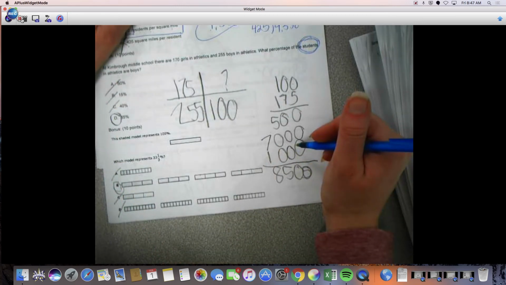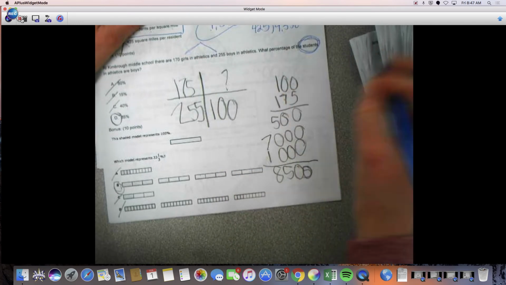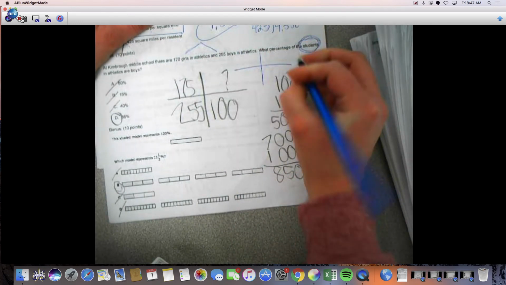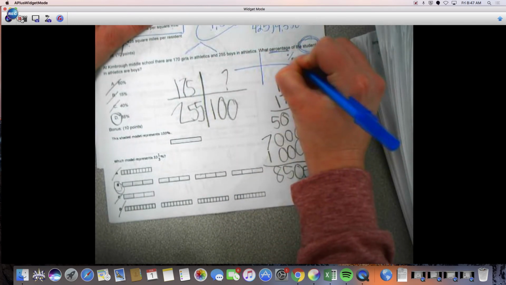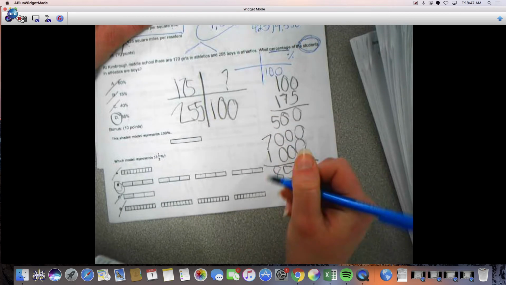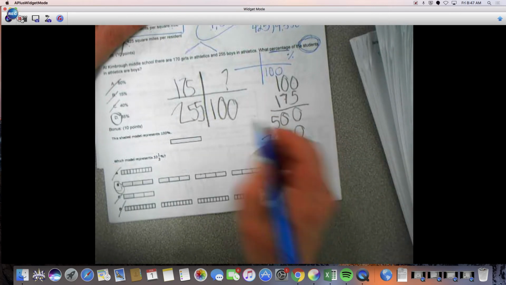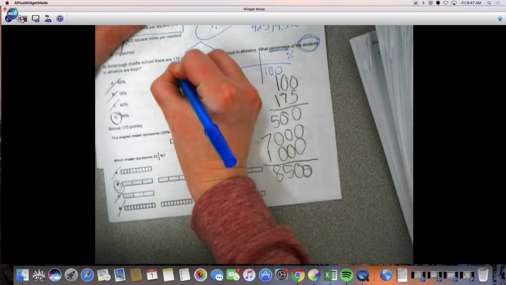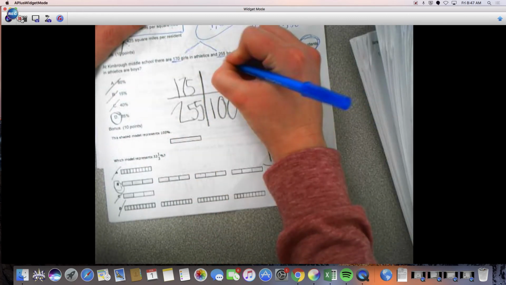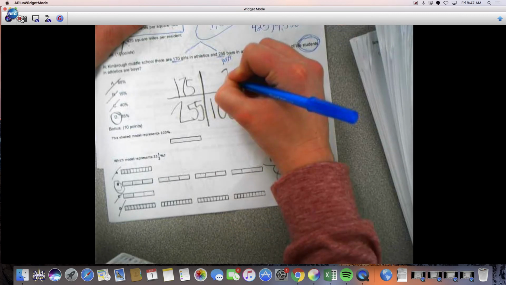You had to add them to get my total. So I'm going to make a proportion. I see percent, so I know I'm going to have percent over 100. And like you guys said, I have to add to get the total number of students. Because remember, this is part and this is whole.